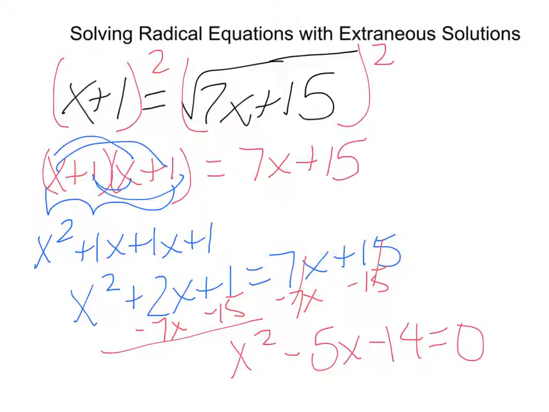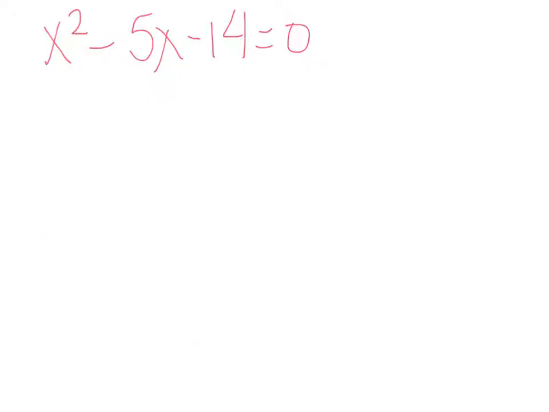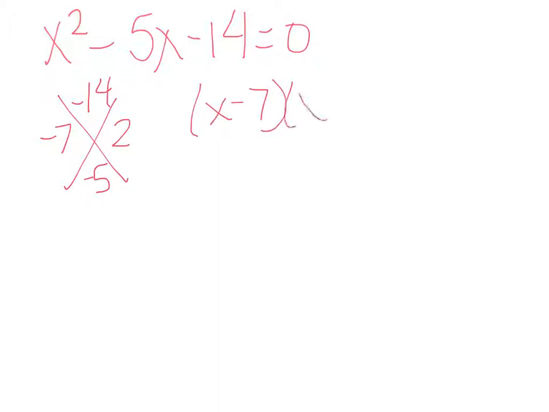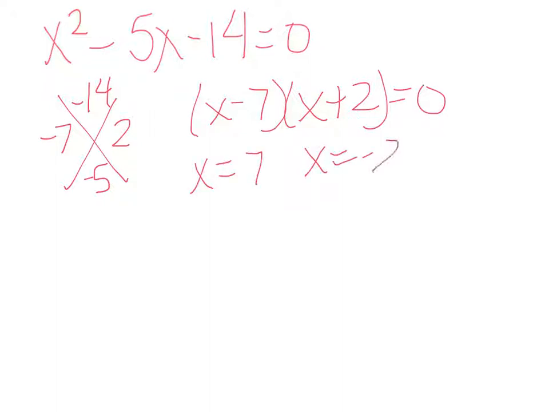From here, we are going to factor this out. We're going to do a diamond and set the parentheses equal to 0. If you want to do a diamond, we need two numbers that multiply to give us negative 14, but add to give us negative 5. That's going to be negative 7 and a positive 2. So we have x minus 7 times x plus 2 equals 0. That means x is equal to 7 and x is equal to negative 2.